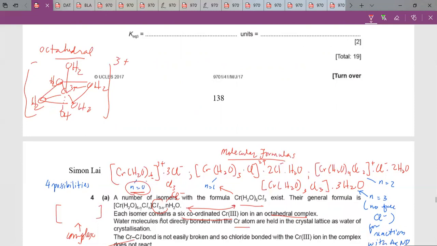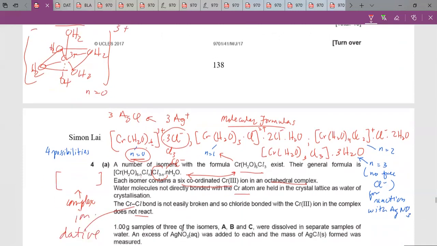The first one, when N equals 0, where the 3 chlorine ions here will react with silver to form 3 moles of silver chloride. Now the second one, of course, is when N equals 1. So you must think ahead, right? When N equals 1, what happens? Water will be 6 minus 1, which is 5.